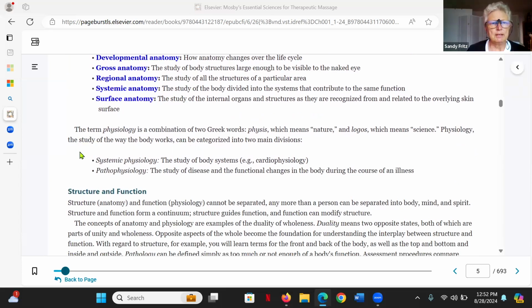Physiology is how things work together. And then you've got systemic. So each system has a physiology, but they're all interconnected. And then if something breaks down, or if there is a disease or a condition, then that is going to be something that has to do with physiology, and the breakdown or the condition would be then pathophysiology.